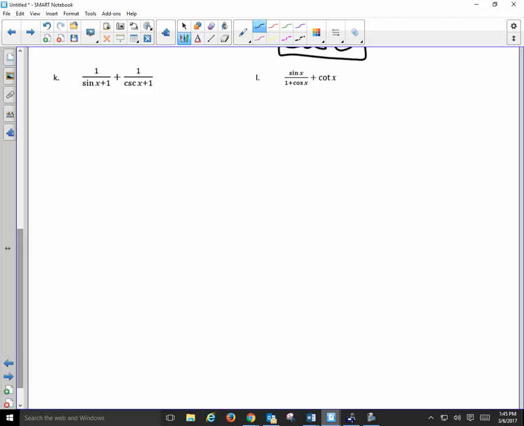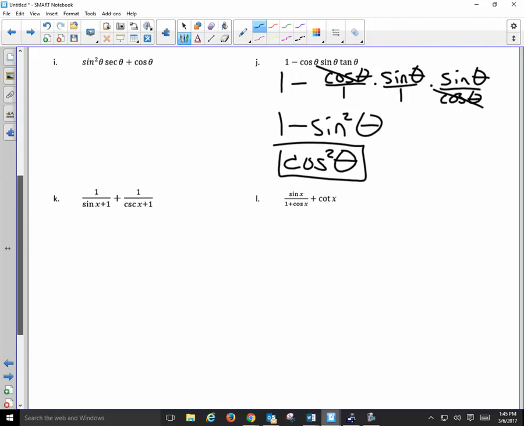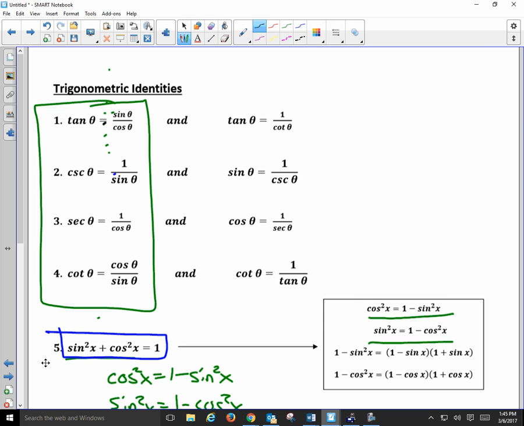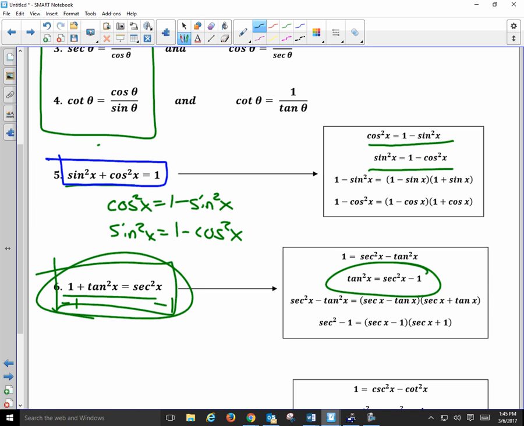All right, so let's try a couple level 4 type problems. Question? Why is 1 minus sine squared cosine squared? Because of number 5 on your sheet. Number 5 says sine squared plus cosine squared is 1, which brings you to a new formula: sine squared is 1 minus cosine squared, and cosine squared is 1 minus sine squared. Boom.